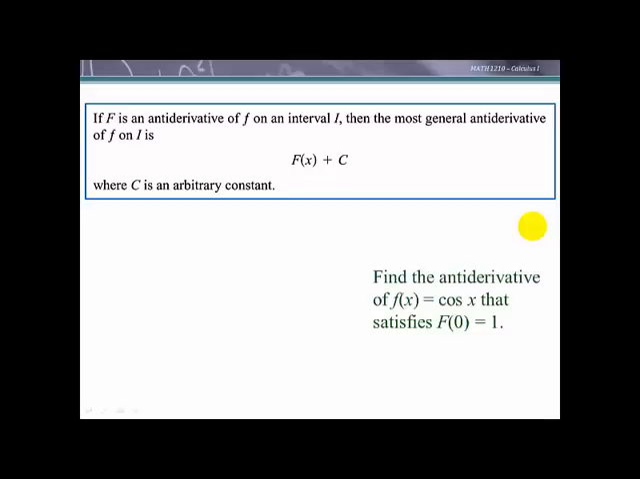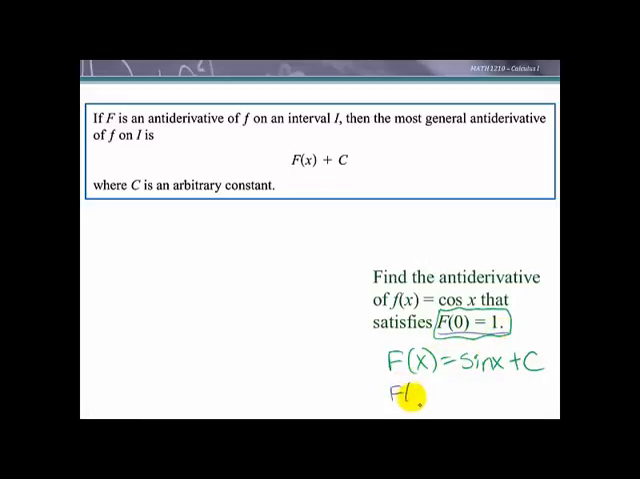Now we could be specific and give what's called an initial condition so that we could identify what the c might be. So this one says find the antiderivative of f of x equals cosine x that satisfies, and this is called an initial condition, it's giving us a point on the curve. So if we want to find the solution, we say, let's see what function has a derivative of cosine x. That's sine x, but it could be plus some constant. And then we could determine what it would be by using this initial condition.